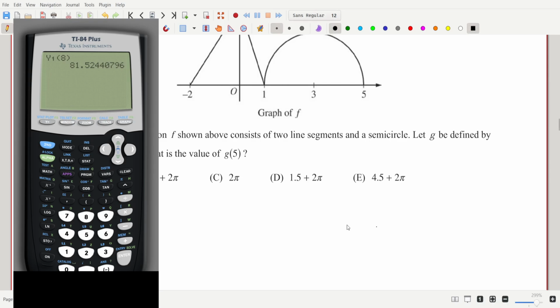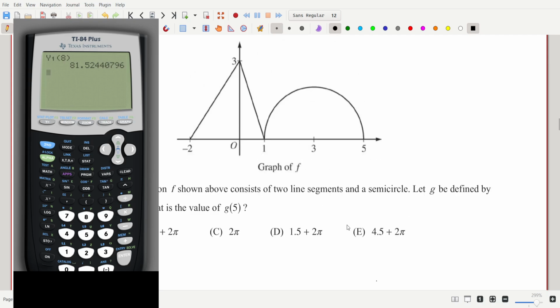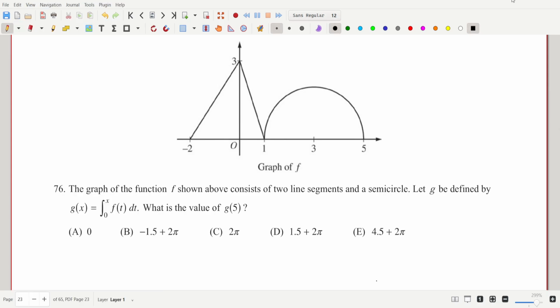So the graph of the function f is shown above, a semicircle defined by, well, I guess I should only use my calculator when I need to. What's g of 5? Notice 0 to x. So g of 5 would be the integral from 0 to 5 of f(t) dt. So this area here is going to be 1.5, 3 halves, right? And this semicircle has radius 2. So pi times 2 squared is 4 pi for the whole circle, divided by 2 is 2 pi. Looks like D.